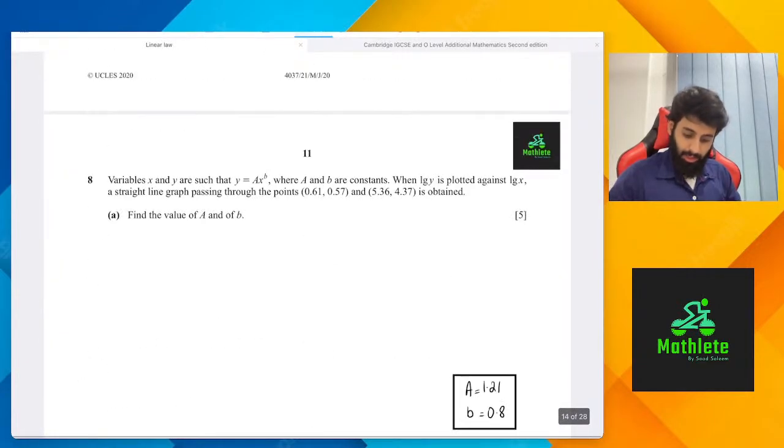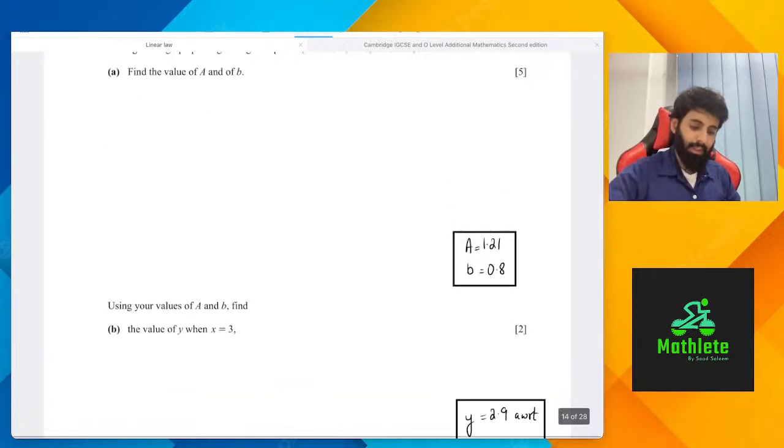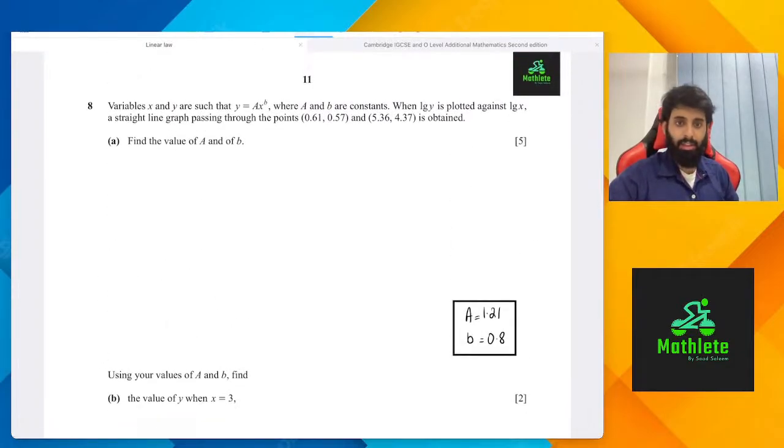Okay, so in this question we're going to cover a very important concept, and that is how we convert a non-linear relationship into a linear one. Okay, that is what we're going to do.